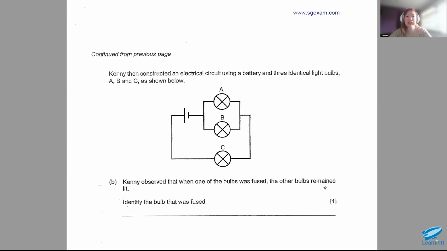Now, Kenny then constructed an electrical circuit using a battery and 3 identical light bulbs as shown below. So, what exactly do they want to ask? He continued by telling us, Kenny observed that when one of the bulbs was fused, the other bulbs remained lit. It has to be a parallel circuit, right? That's how it works. Over here we see a combination, parallel and series. So the question: identify the bulb that was fused.